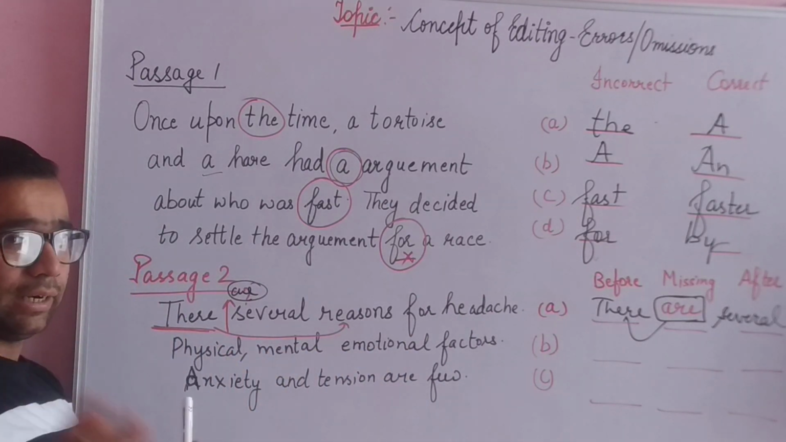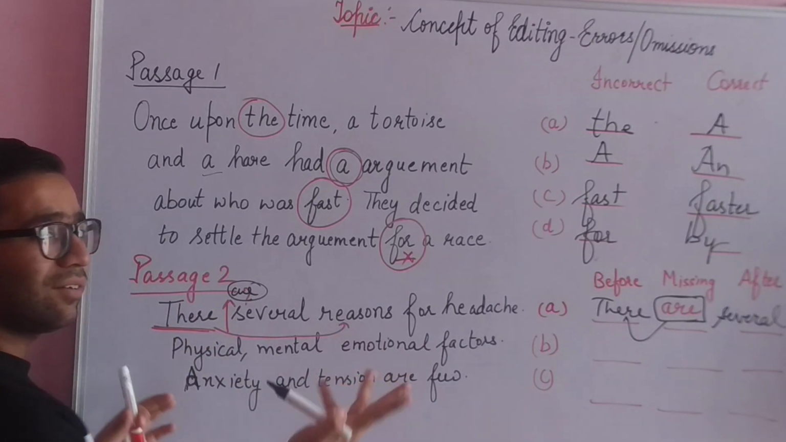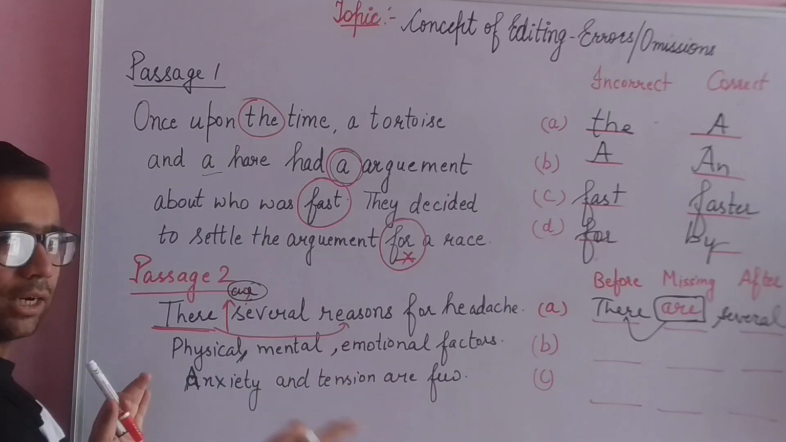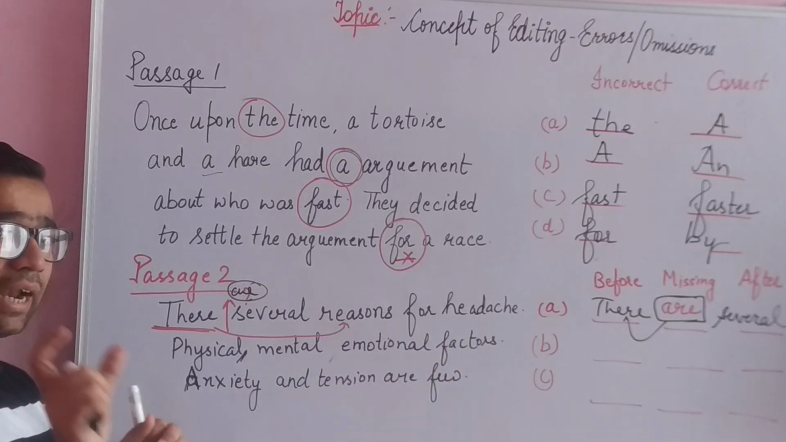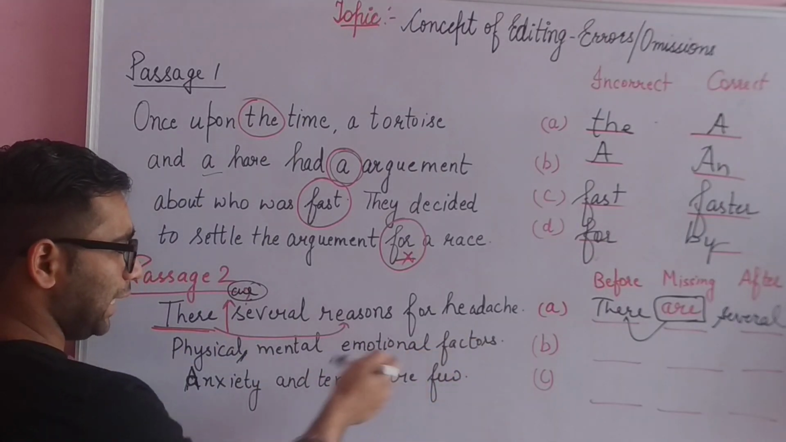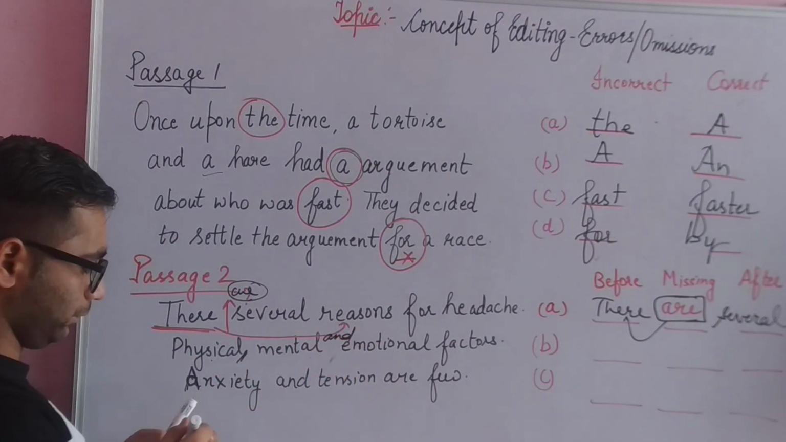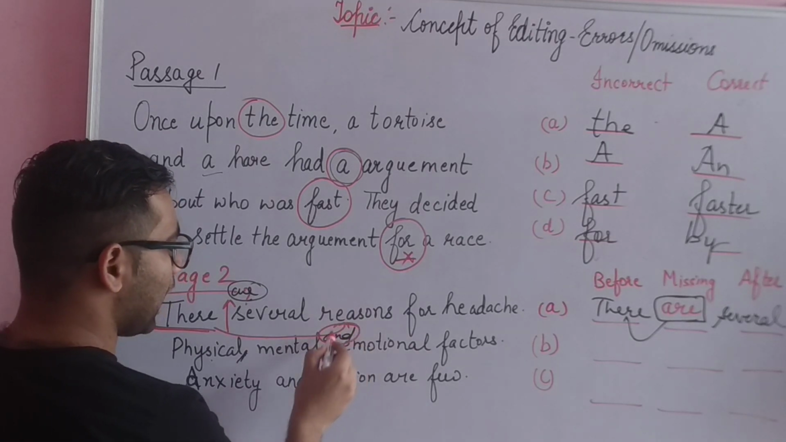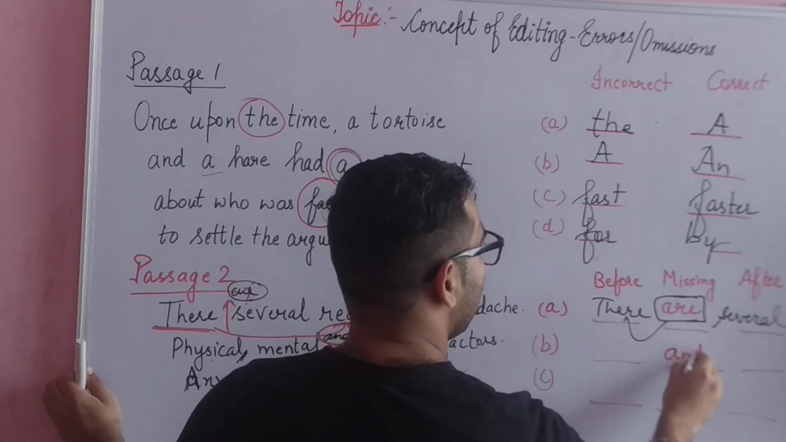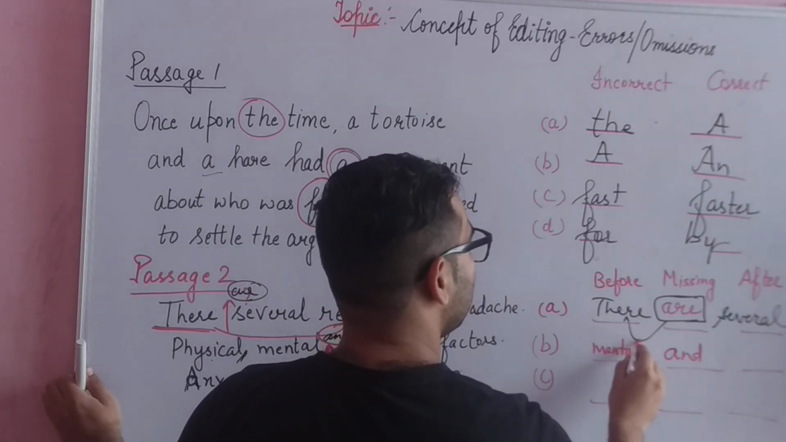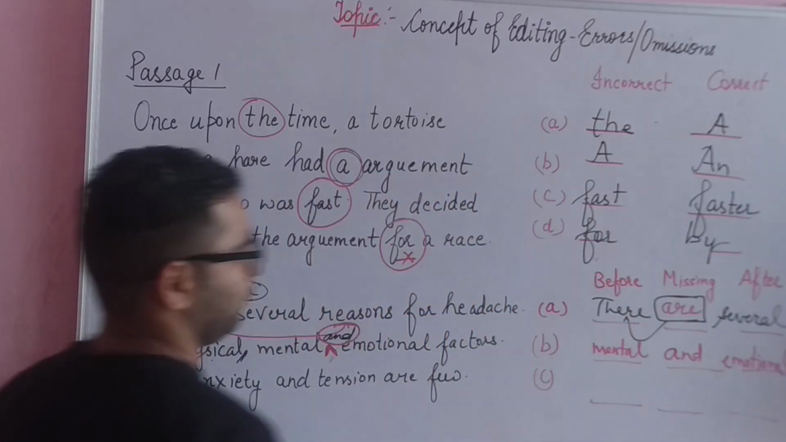Children will make a mistake definitely. I have selected this paragraph with a lot of thinking, like physical, mental, emotional. Children will feel that a comma is missing. Is it correct now? No. Physical, mental, emotional factors. Whenever we write the last factor, and two are already given, we always add and. We always add and. There is something missing here after mental. And is missing, before and there is mental, and after and there is emotional. So mental and emotional is the answer.